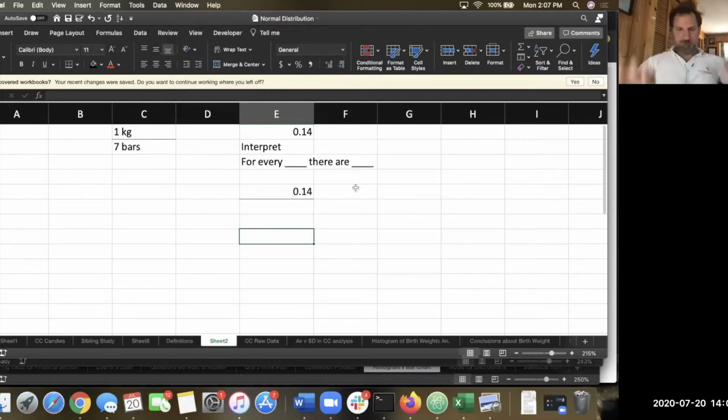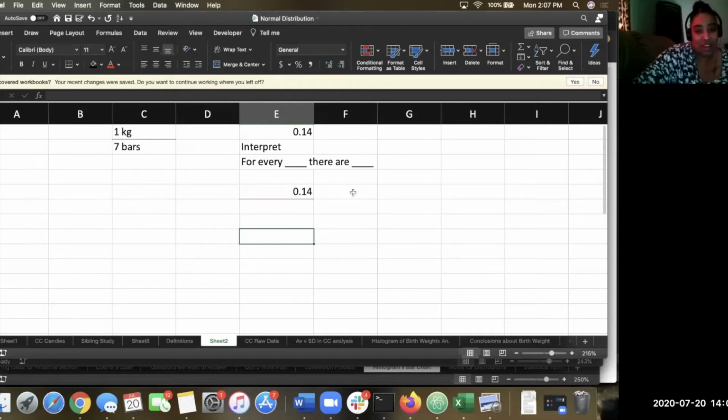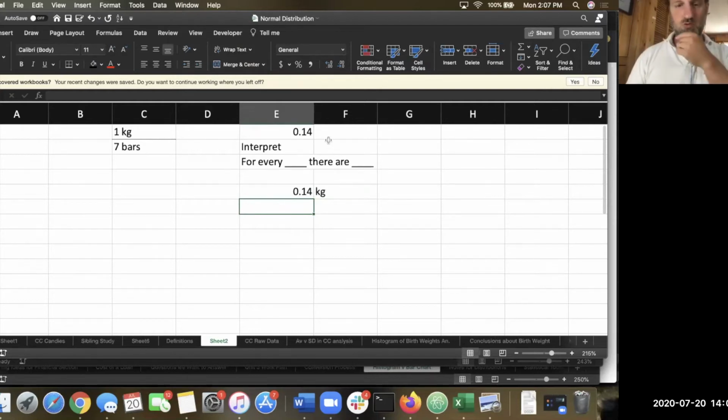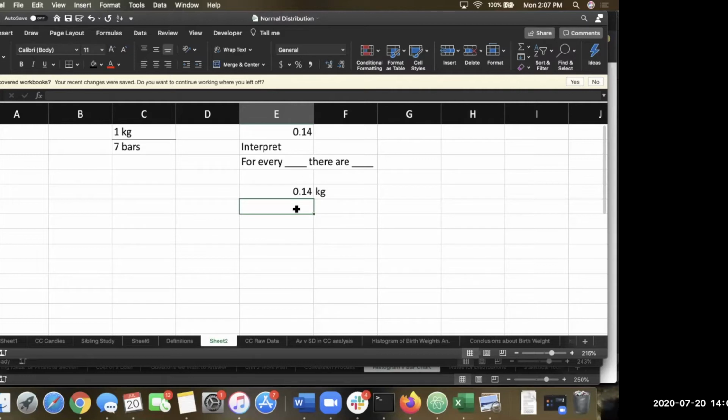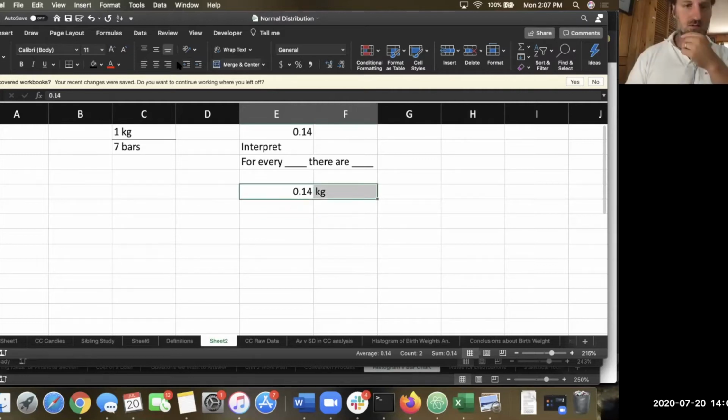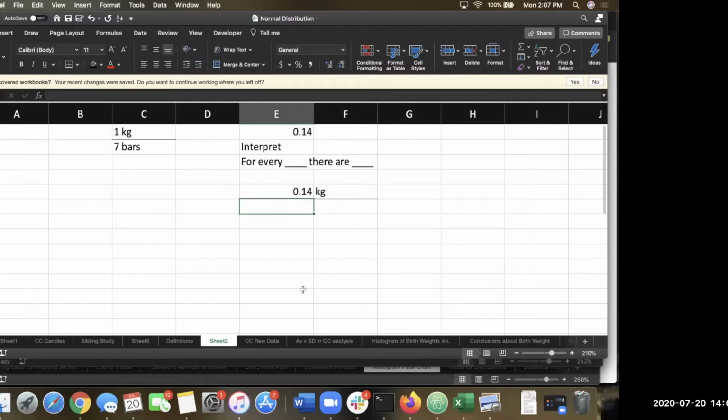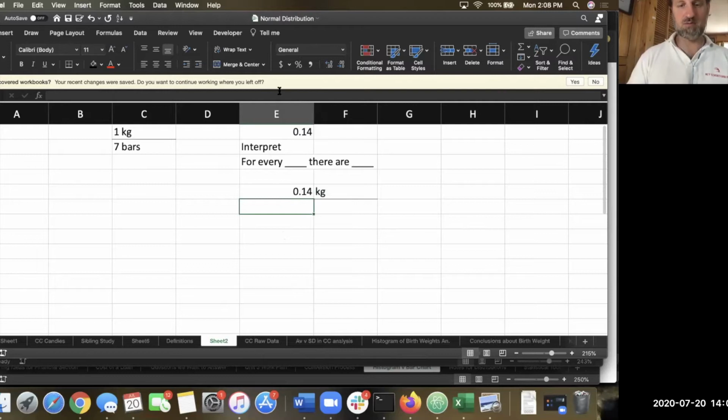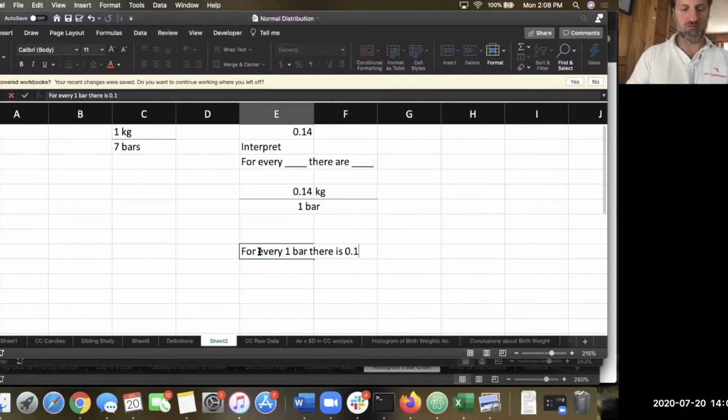Does that represent the kilogram? Well, the top number is kilograms. For every bar, go ahead, Roger. I was going to say for every bar, there's 0.14 kilograms. Right, because the bottom number is measuring it in bars. Kilograms per bar. So for every 1 bar, there is 0.14 kilograms.